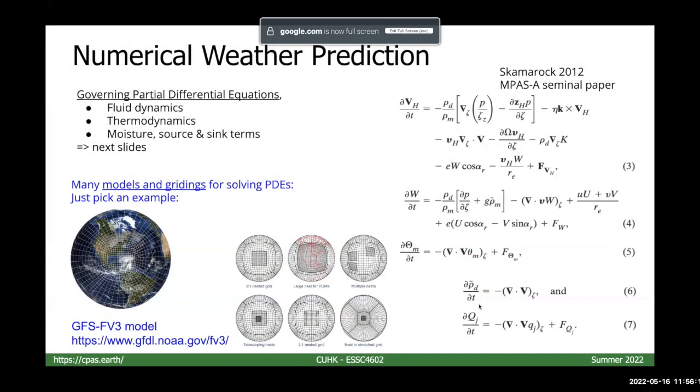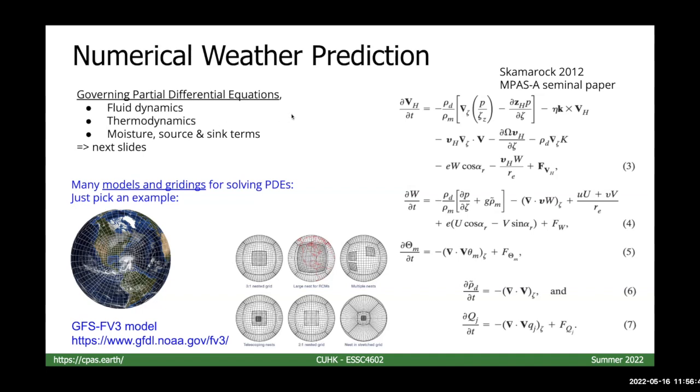I will talk about theories about numerical weather prediction. Okay, this is a scary slide with a lot of equations there, but stay calm. This set of equations is called the governing partial differential equations for describing the physics model behind. The physics model involved fluid dynamics and thermodynamics.